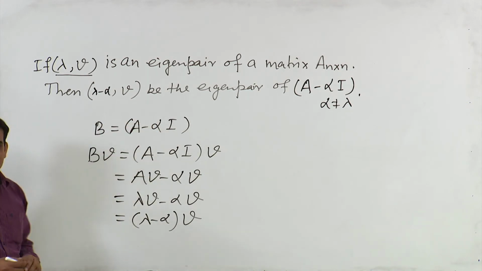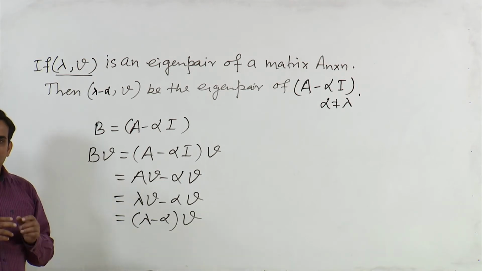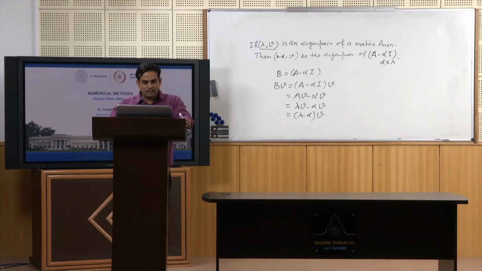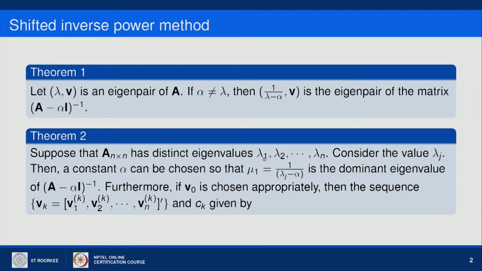With these two results we will start our shifted inverse power method or inverse power method. Suppose that A has distinct eigenvalues lambda 1, lambda 2 up to lambda n. Consider the eigenvalue lambda j. Suppose I need to compute this eigenvalue. Then a constant alpha can be chosen so that mu 1, which is 1 upon lambda j minus alpha, is the dominant eigenvalue of A minus alpha I inverse.